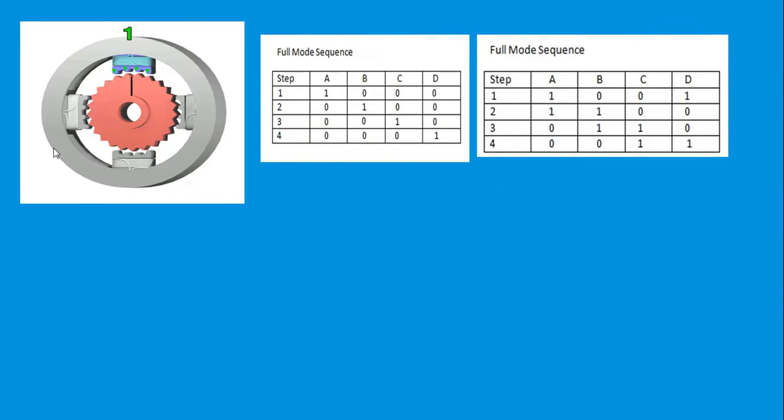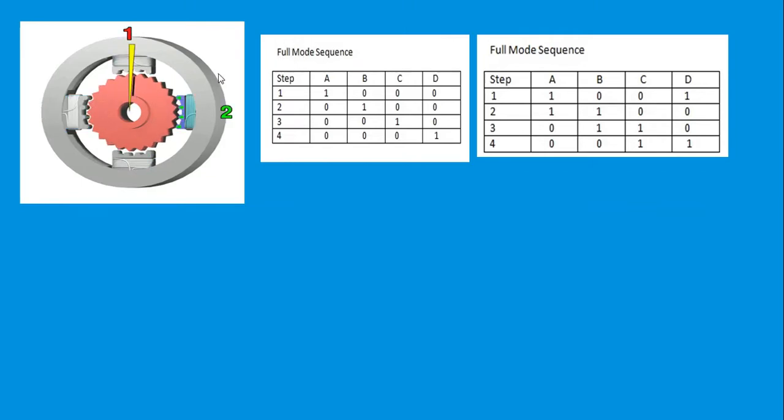So this is the structure of the stepper motor. The stepper motor consists of four permanent coils and one moving coil. The permanent coils are also called the stator and the moving coil is called the rotor. This stepper motor can be operated in two modes. One is full mode and another one is half mode.